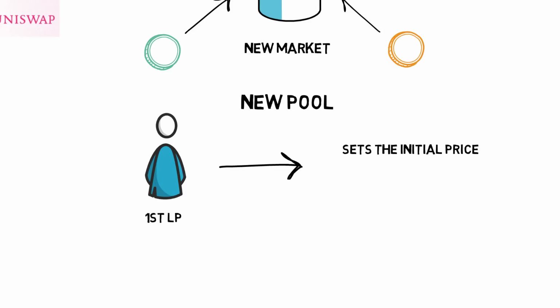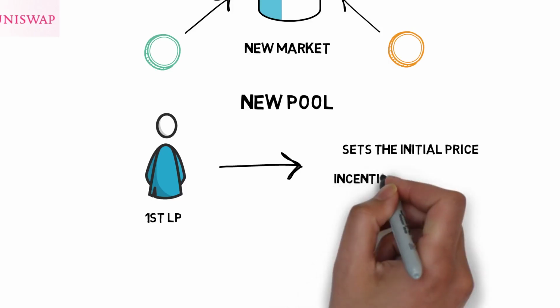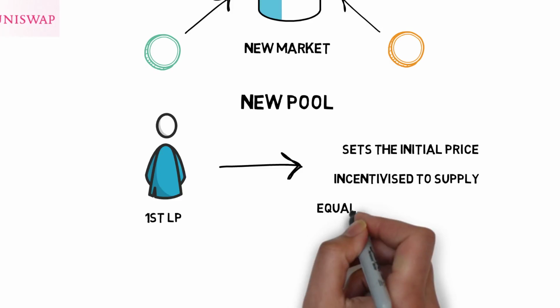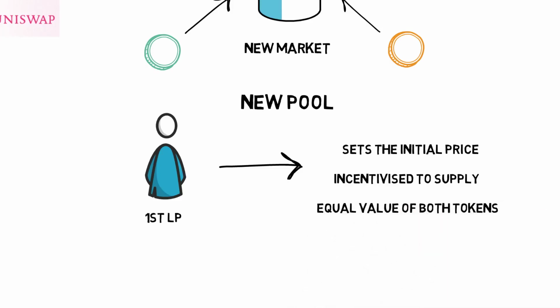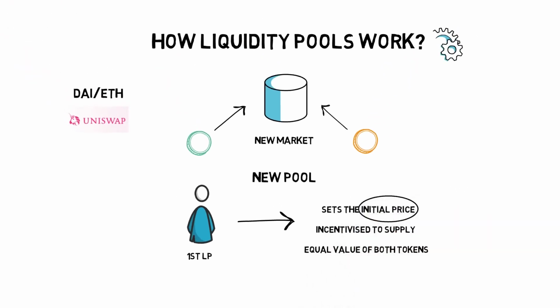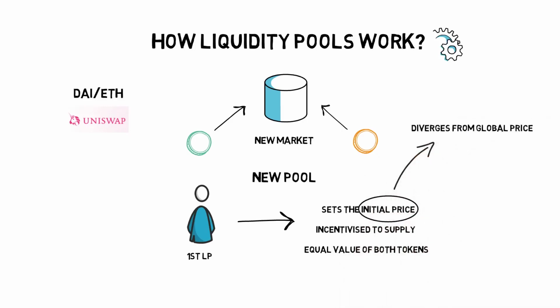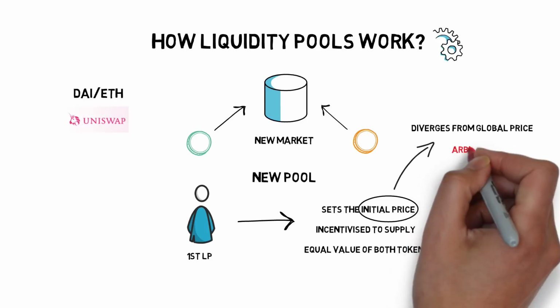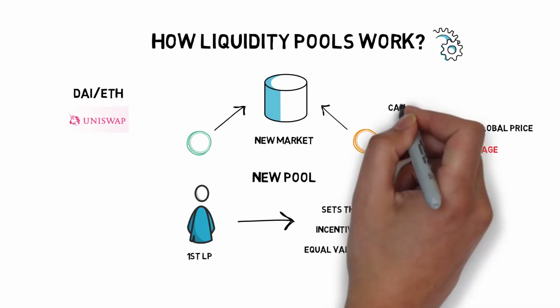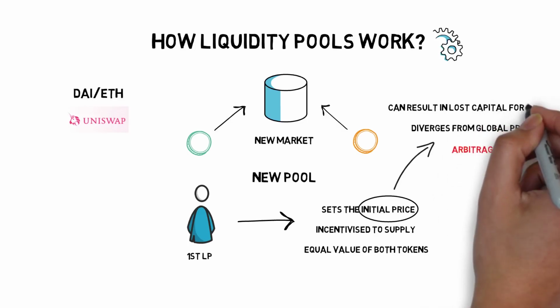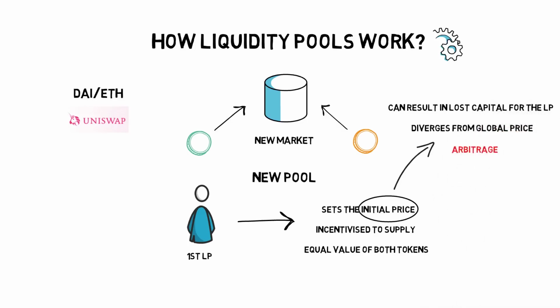The liquidity provider is incentivized to supply an equal value of both tokens in the pool. If the initial price of the tokens in the pool diverges from the current global market price, it creates an instant arbitrage opportunity that can result in lost capital for the liquidity provider. This concept of supplying tokens in a correct ratio remains the same for all the other liquidity providers that are willing to add more funds to the pool later.